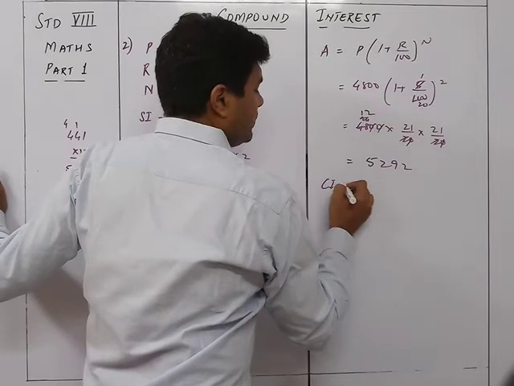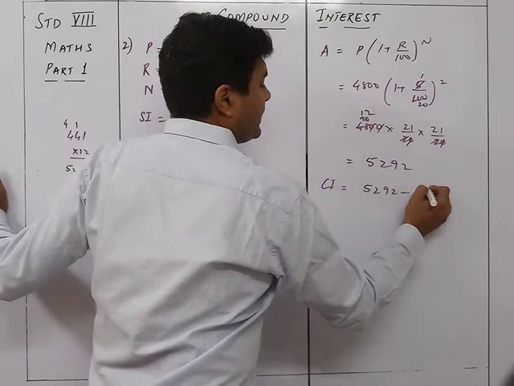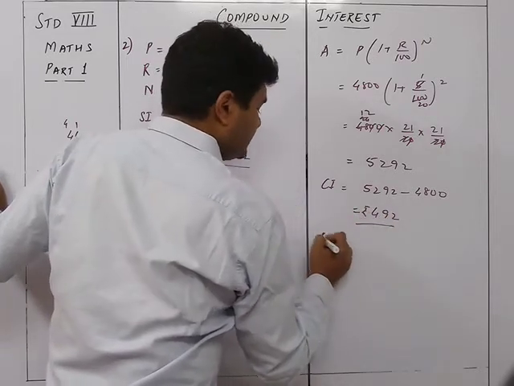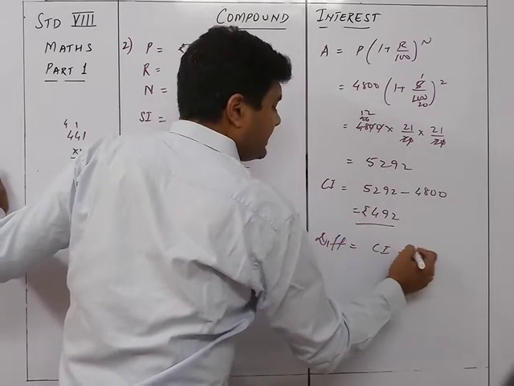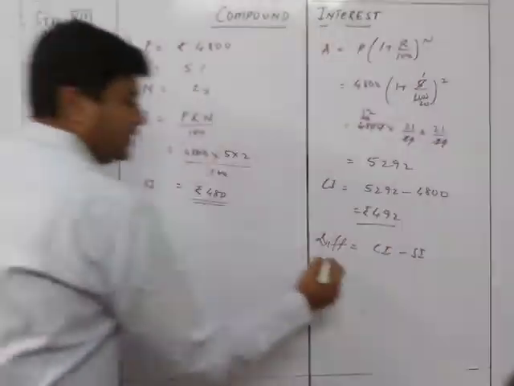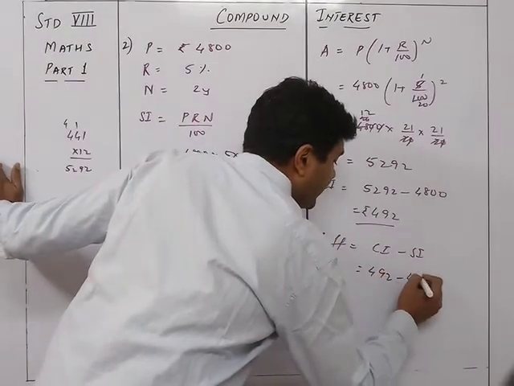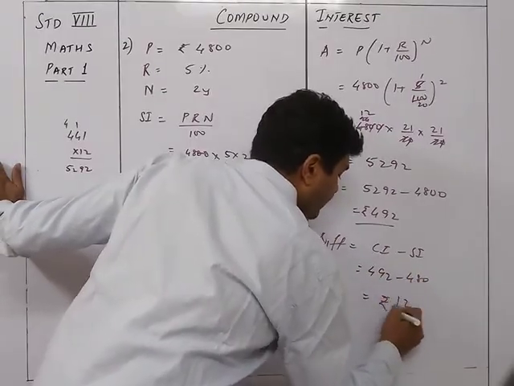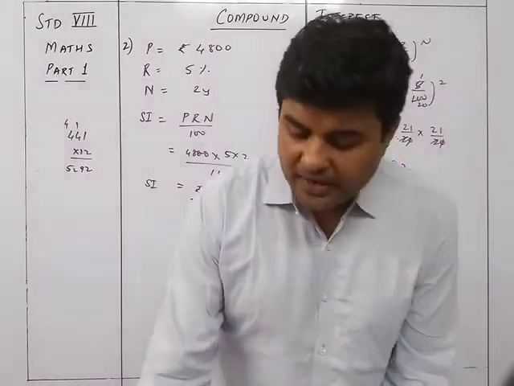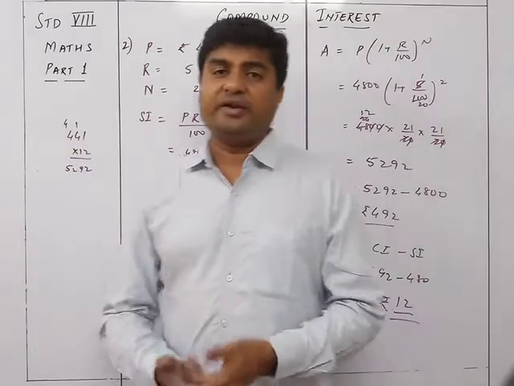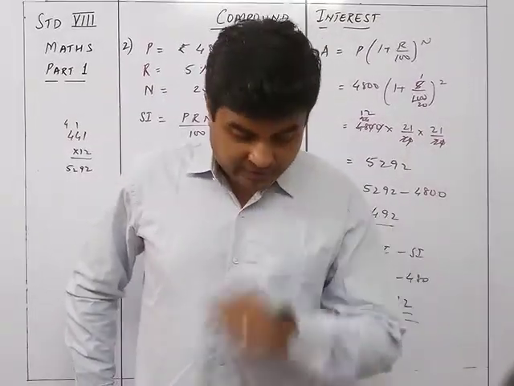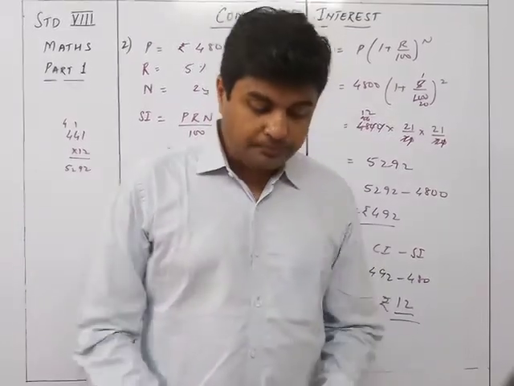Accordingly, CI will be equal to 5292 minus 4800. That is 492. So difference is equal to CI minus SI. Now you saw that the CI is 492, whereas SI was 480. So it is 492 minus 480 is equal to rupees 12. So the difference between the compound interest and simple interest for rupees 4,800 kept for 2 years at 5% rate of interest will be 12 rupees. Is it clear? This was sum number 2.